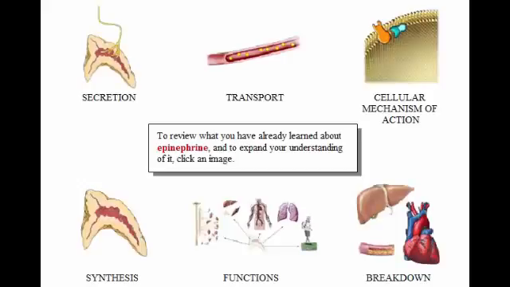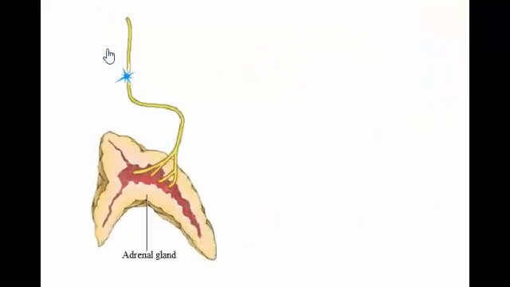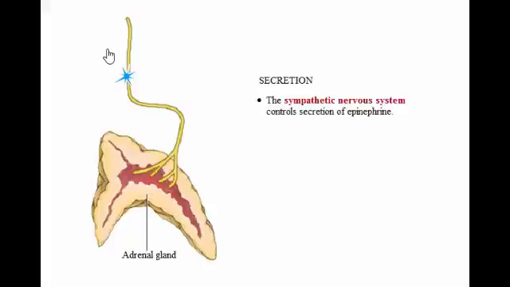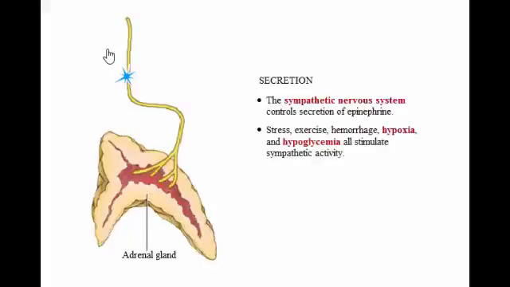To review what you have already learned about epinephrine and to expand your understanding of it, click an image. The sympathetic nervous system controls secretion of epinephrine. Stress is a major factor that stimulates sympathetic activity. Other factors include exercise, hemorrhage, hypoxia, and hypoglycemia.